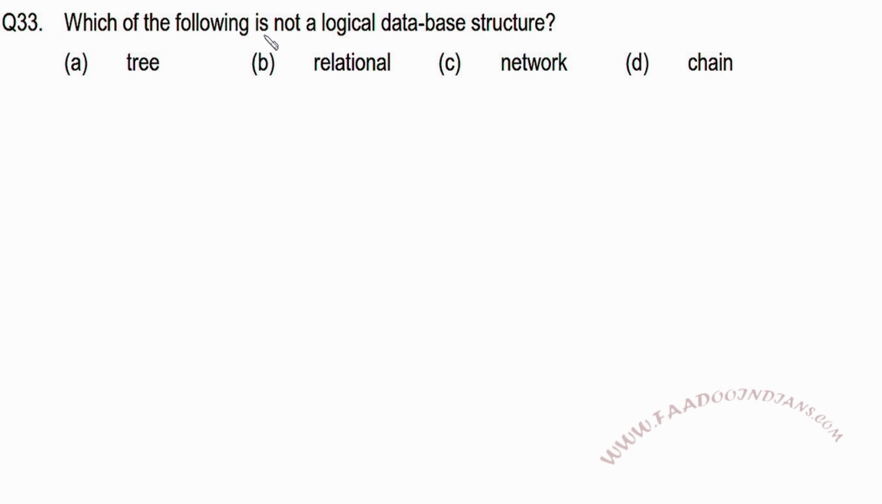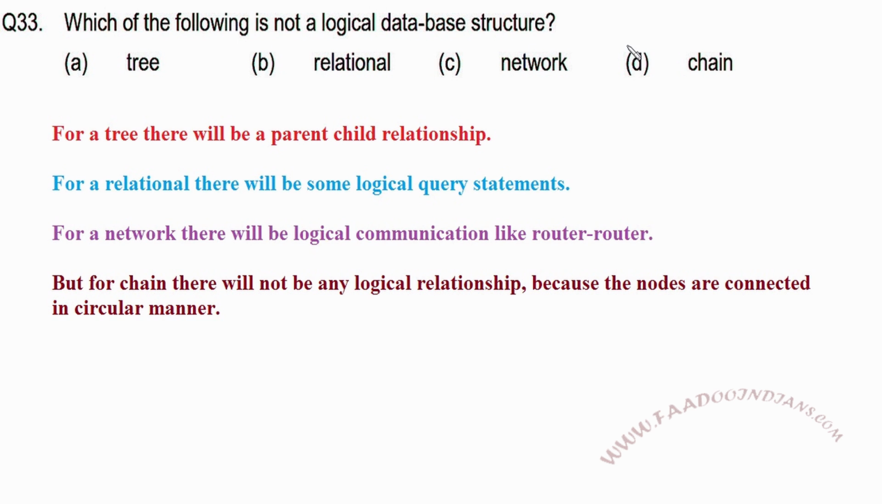33. Which of the following is not a logical data structure? Well, we have to show logics in different structures. The answer is chain. For a tree, there will be a parent-child relationship always. For a relational, there will be some logical query statements. For a network, there will be logical communication like router to router. But for chain, there will be no logical relationship because the nodes are connected in just a circular manner. So this is your 33rd, that is chain.